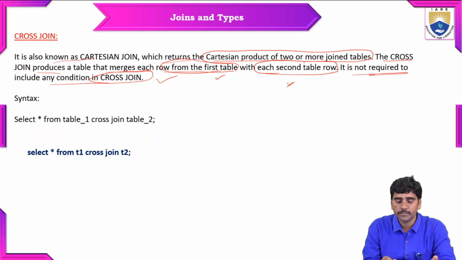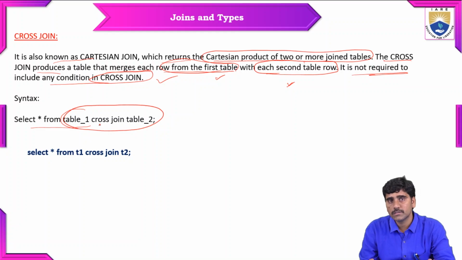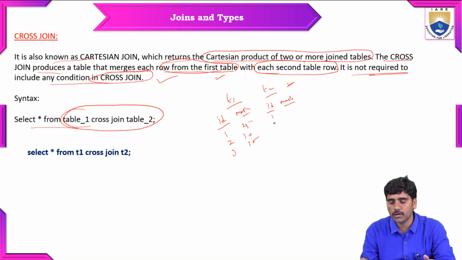So the syntax here: select star from table 1 cross join table 2. It is nothing but the Cartesian product of the tables. Suppose table 1 contains ID and marks, and table 2 contains ID and marks. Here table 1 contains 1, 2, 3, and marks will be 25, 30, 35. And table 2 contains 1, 2, 3, 4, and marks will be 70, 80, 90, 60.